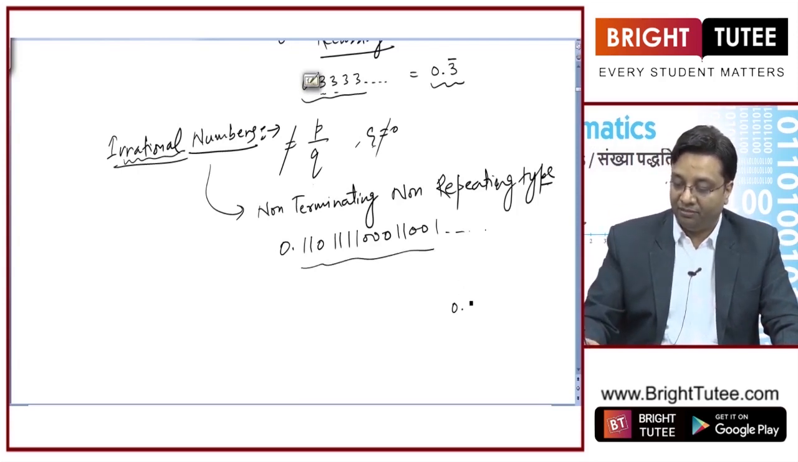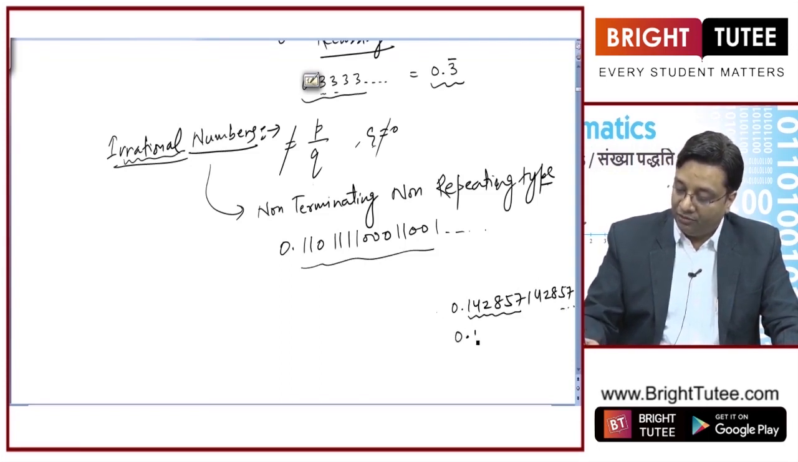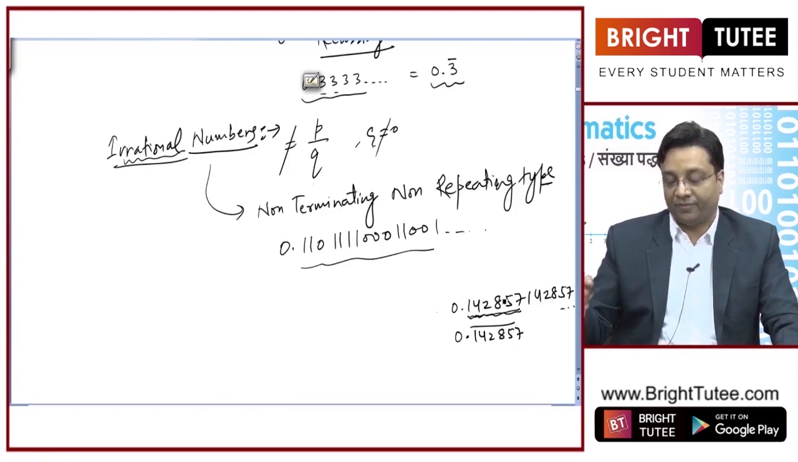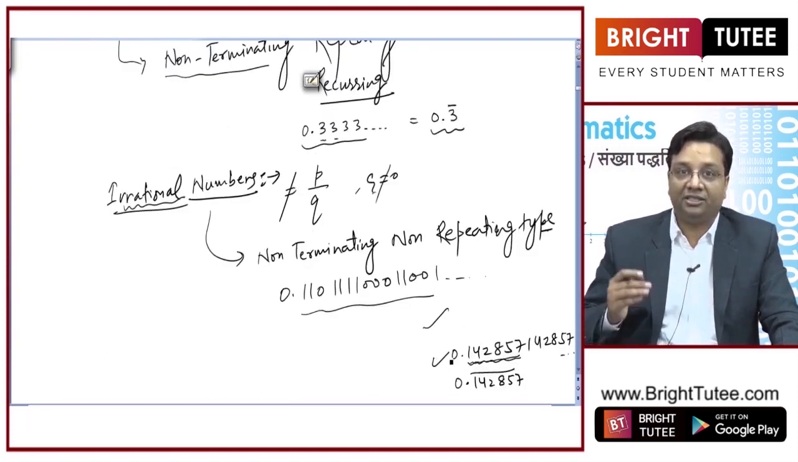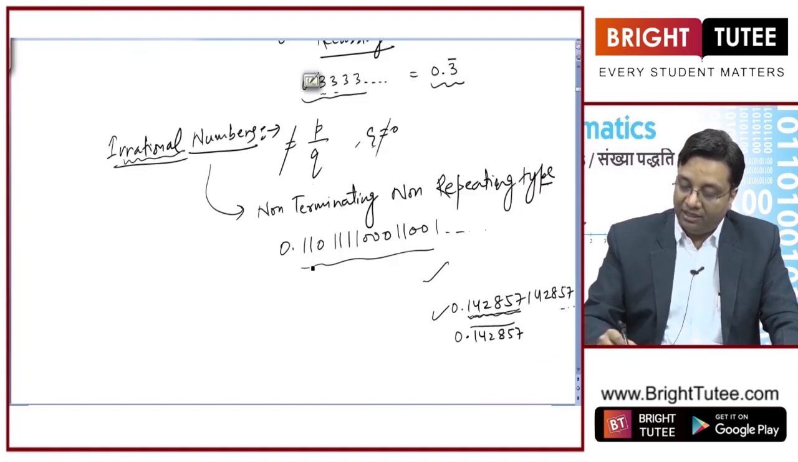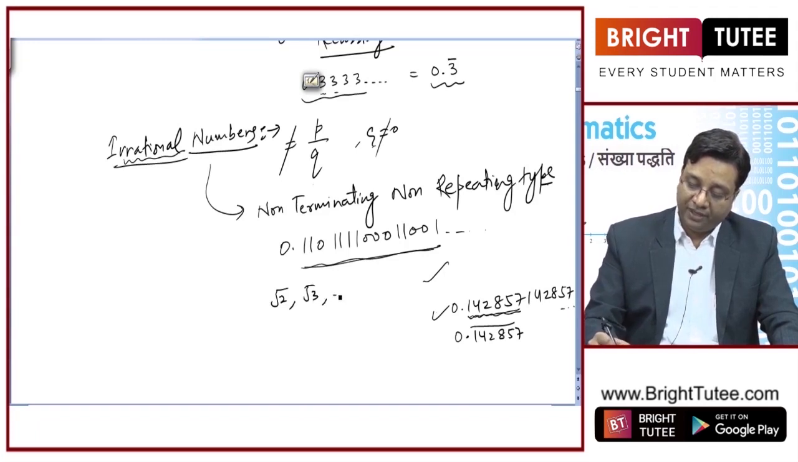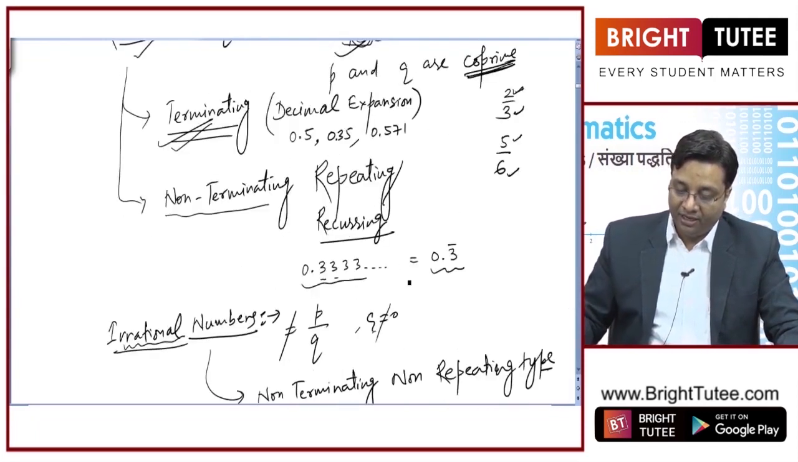If you see a pattern in a number like this one, even if it is repeating after 6 digits, you can still put a bar here. You can represent this number 0.142857 by putting a bar here, because it is getting repeated after 6 digits. There is a certain pattern. So this number is a rational number, it follows a pattern, but this number is an irrational number. And examples of these kinds of numbers are root 2, root 3, and then pi, etc., right? These are irrational numbers.